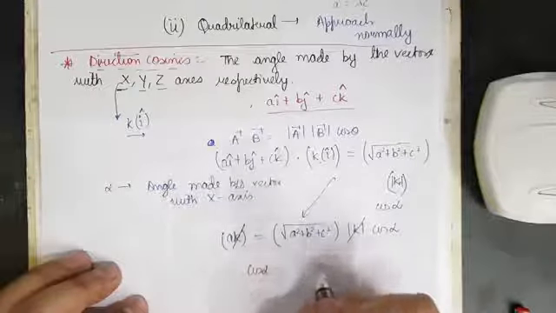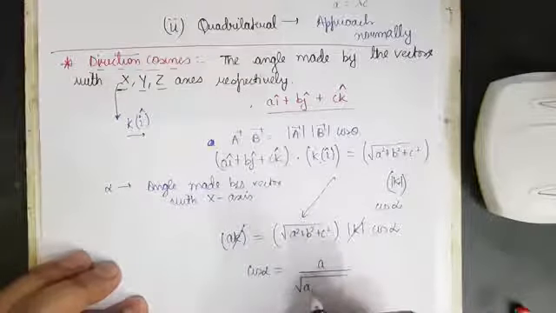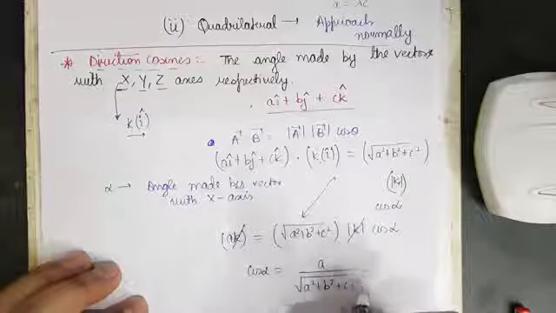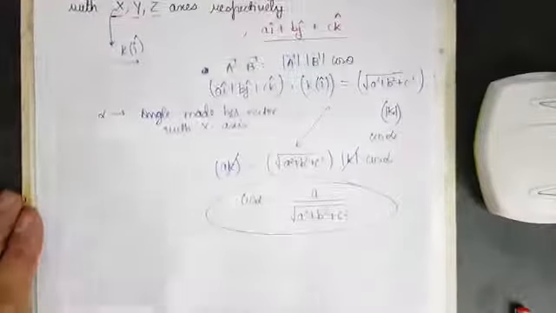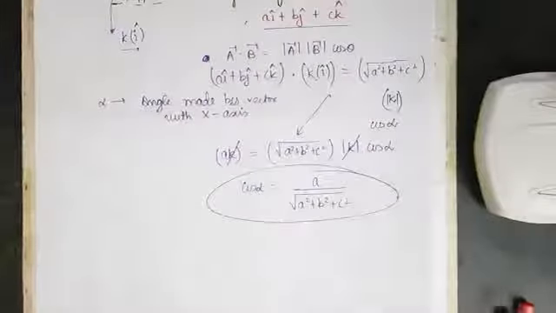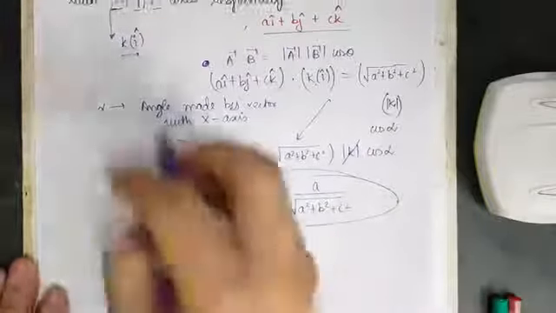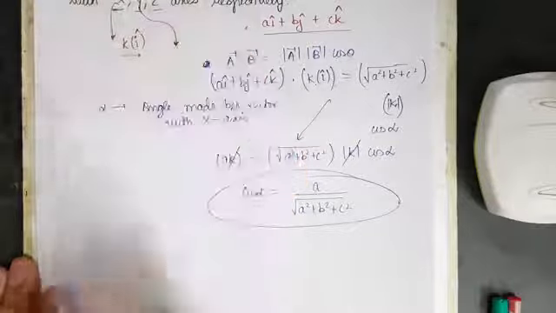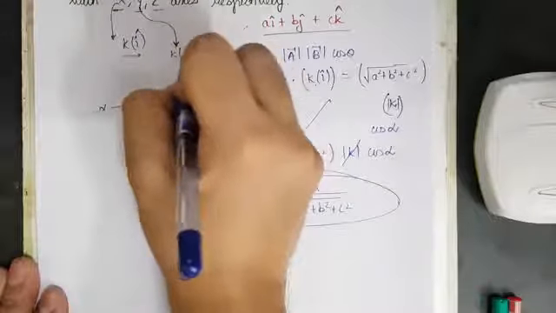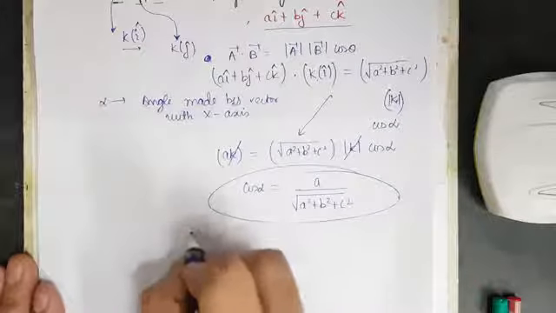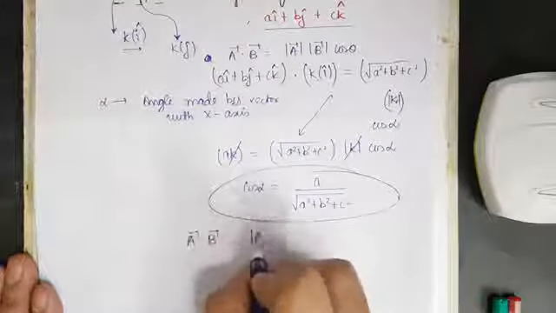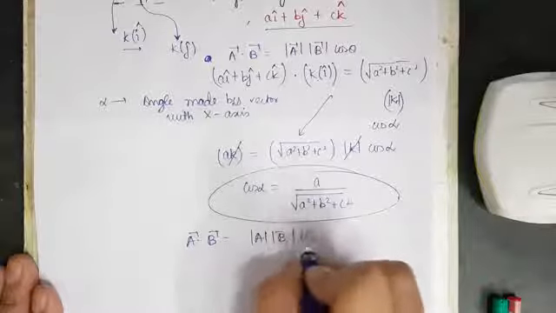So cos alpha will be equal to a by under root a square plus b square plus c square. So we have generated the cos alpha. Now finding the cos beta. Let us take any vector along the y-axis, necessarily not the unit vector. So we are taking k j bar. Now again using a dot b is equal to mod a mod b cos theta.